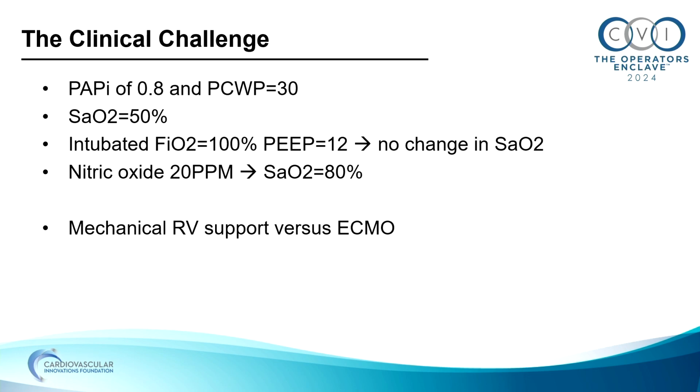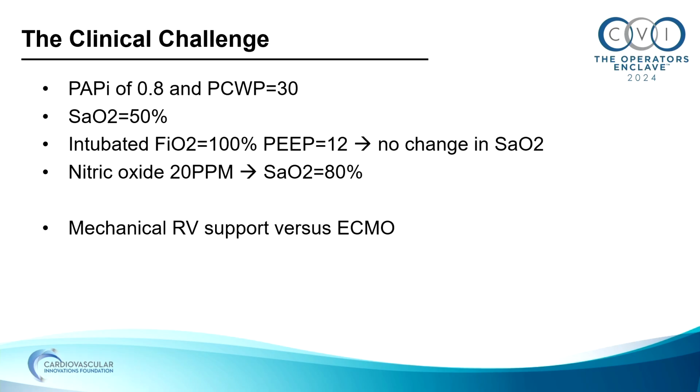So we make the decision to go ahead and intubate him. So we intubate him, he's on a FiO2 of 100%, PEEP of 12, and we can't get his oxygen saturation any higher. We start nitric oxide at 20 parts per million, the sat comes up to 80%. Still not good enough, right?